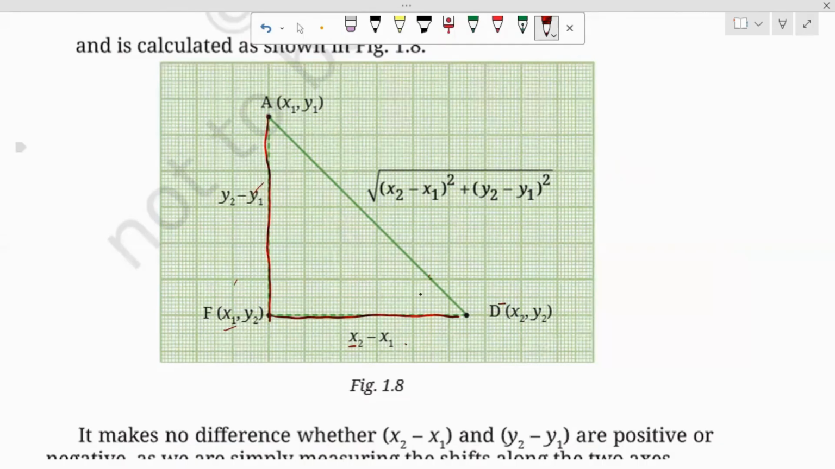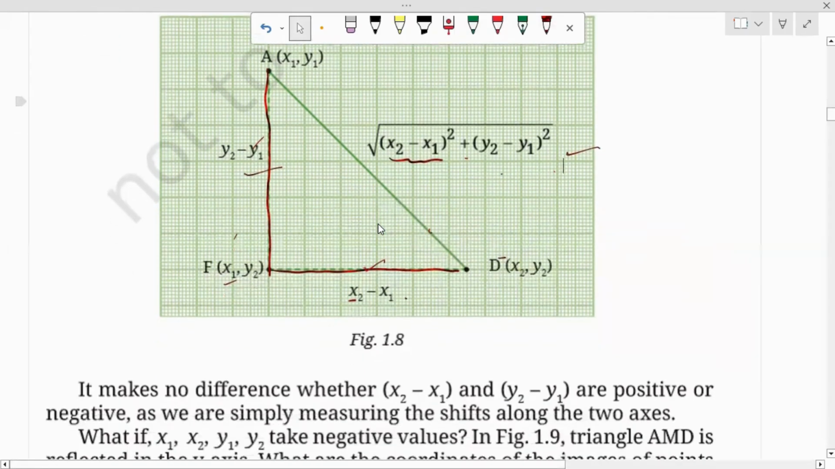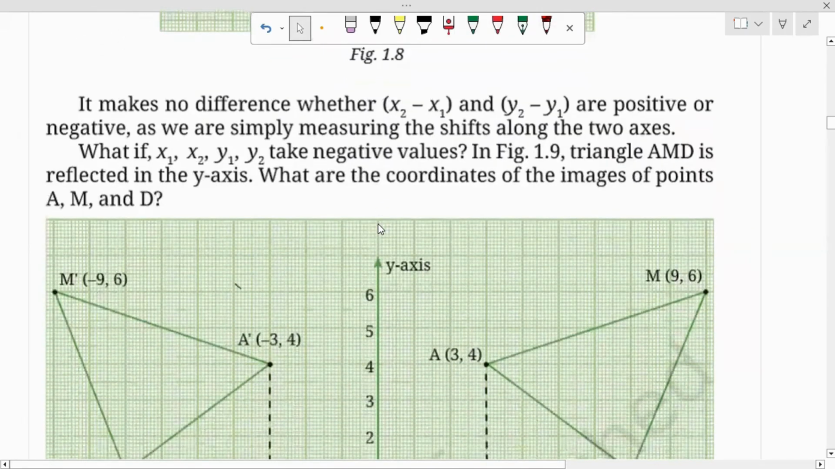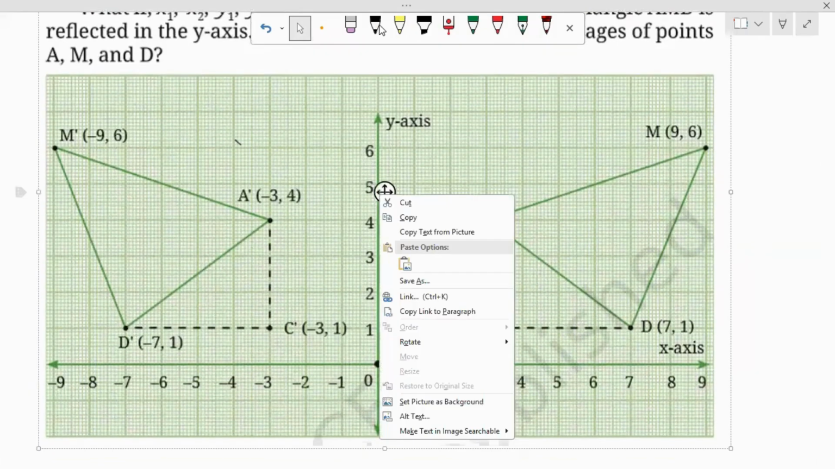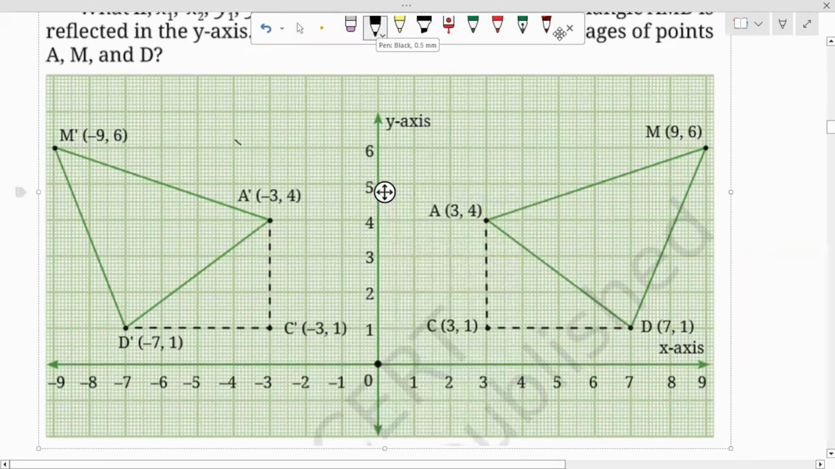And this will be what? Using Pythagoras theorem, it's the square root of this distance square, which is x2 minus x1 whole square, plus this distance square, which is y2 minus y1 whole square. I hope you understood how we got this formula. Now next comes reflection. So here the topic is reflection.